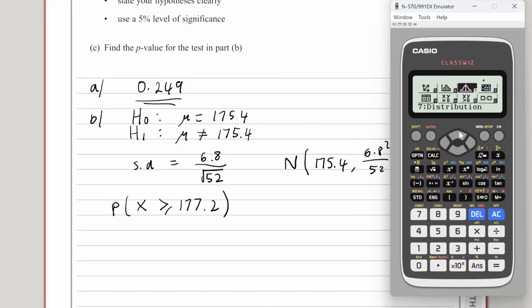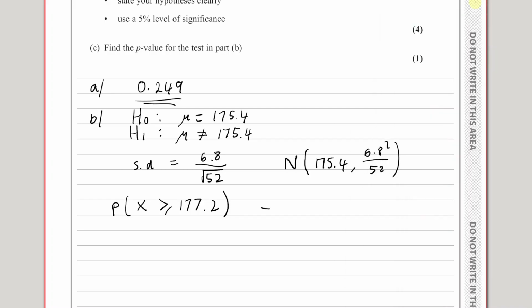So that is normal cumulative, our lower 177.2, our upper we'll keep as a million, our standard deviation is 6.8 over square root 52, and our mean 175.4. That's 0.0281.